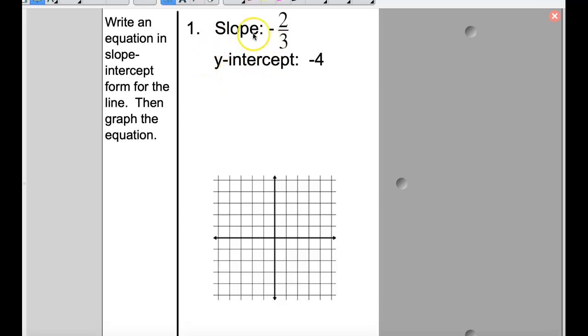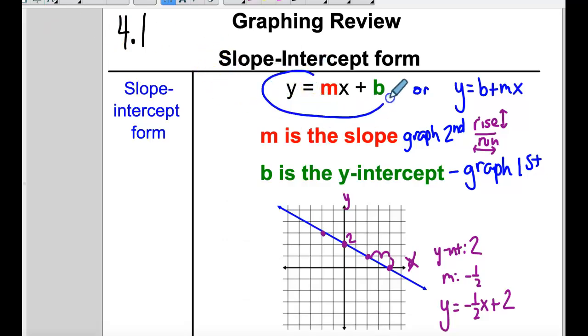After slope, you're going to be working on writing equations with a slope and a y-intercept. If my slope, remember, you can abbreviate things when you're taking notes, so slope m is negative 2/3, and the y-intercept is negative 4. Just plotting them into the equation, dropping them into our formula.